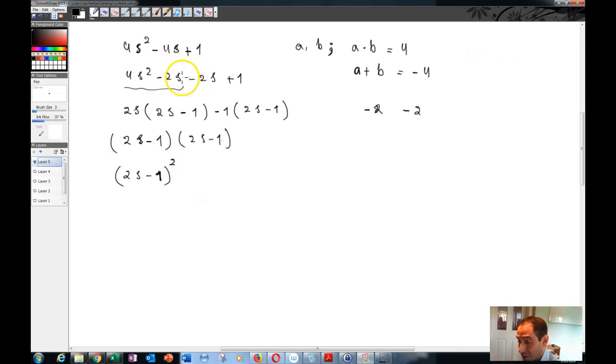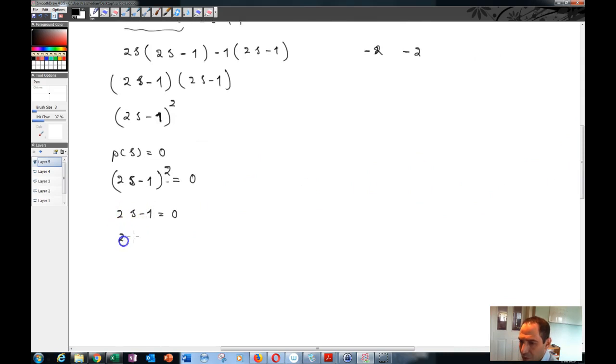Now, if you call this P of S and set P of S to 0, you will find the zeros, which are two coincident zeros in this case. So if P of S is equal to 0, then 2S minus 1 whole squared is equal to 0. That means that 2s minus 1 is equal to 0, so 2s is equal to 1 and s is equal to 1 by 2. So s1 is equal to 1 half and s2 is equal to 1 half.